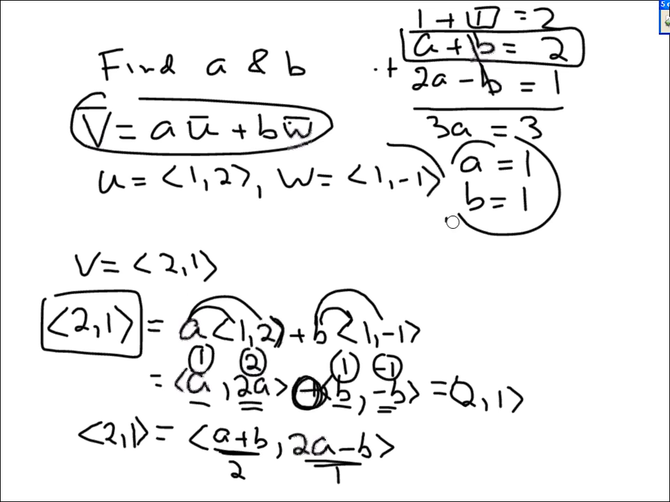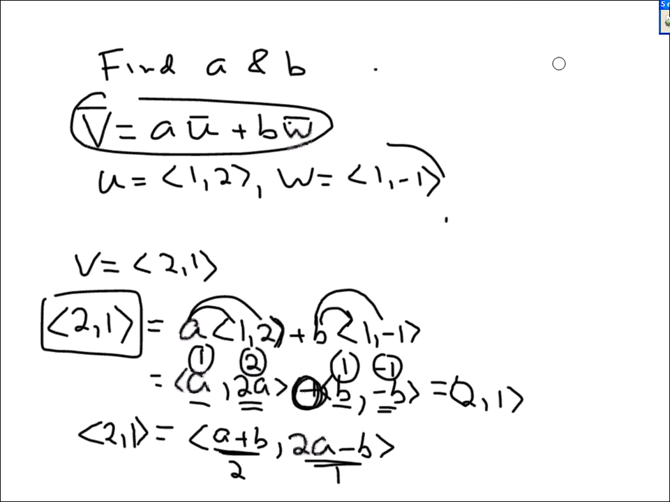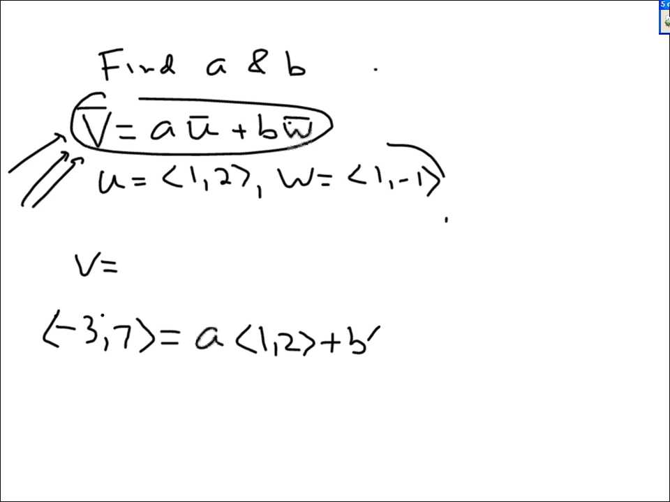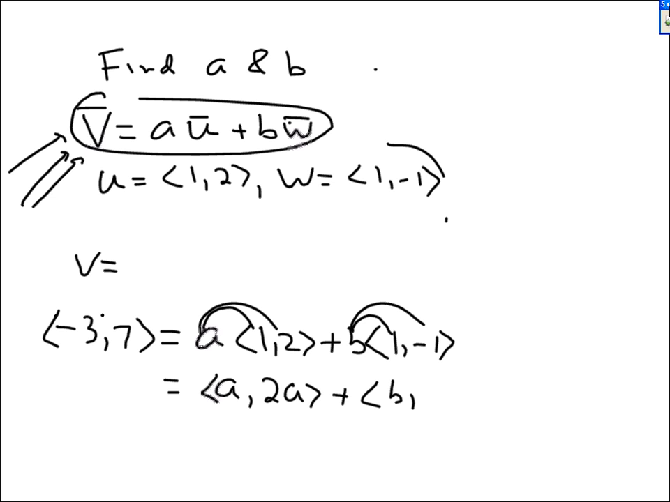Let's try this one more time with a different vector v. Suppose v is (-3, 7). Well, I'm basically copying this equation, but I'm plugging in. I know v is (-3, 7), and this should equal a times u, I know u, plus b times w, and I know w. And this is going to be (a, 2a), the same as before, plus (b, -b).